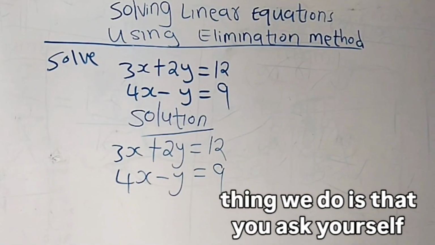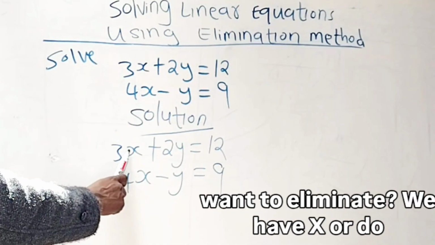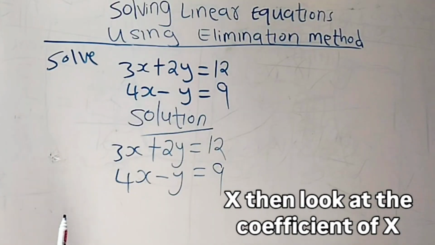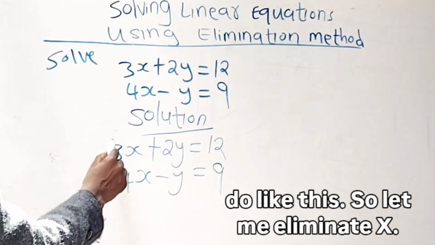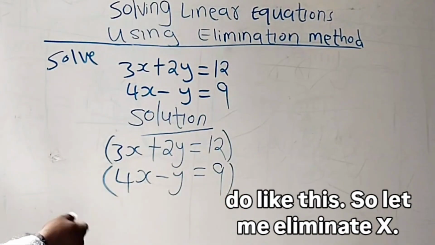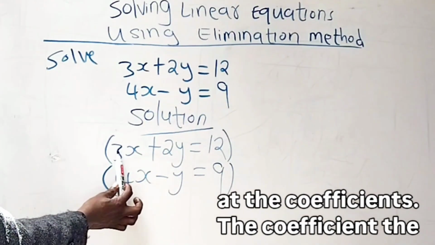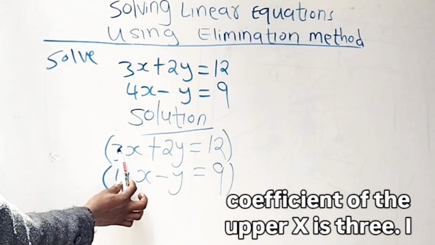The next thing we do is ask yourself, which letter do you want to eliminate? We have x and we have y. If you want to eliminate x, then look at the coefficient of x. So let me eliminate x. If I want to eliminate x, I look at the coefficients. The coefficient of the upper x is 3.